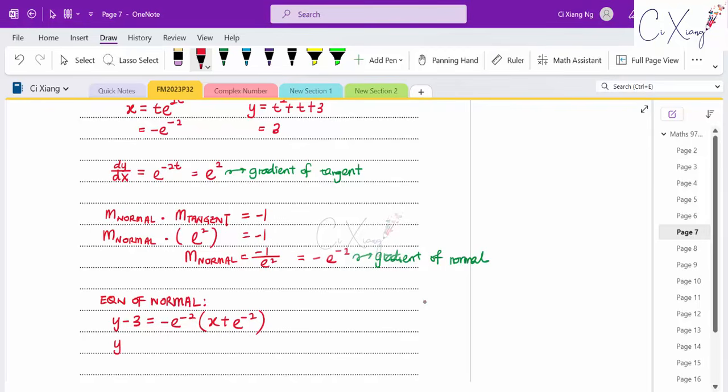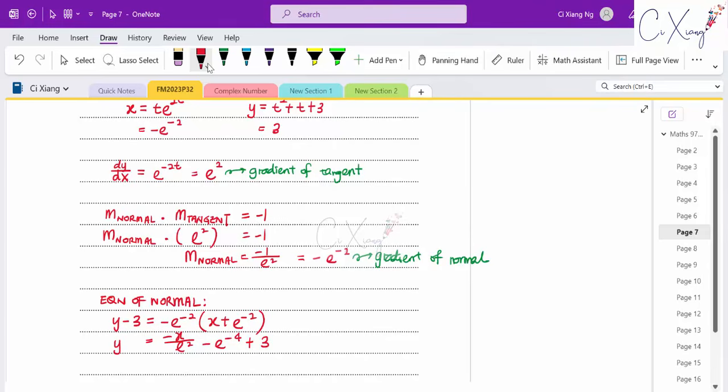After that, I rephrase and simplify my equation here. I will have negative x over e power 2. Then e power negative 2 multiplied with e power negative 2, you add the powers together, so you have e power negative 4. And then for the negative 3 here, if I want to move it to the other side, I have a plus 3. So this is how our equation of normal looks like.